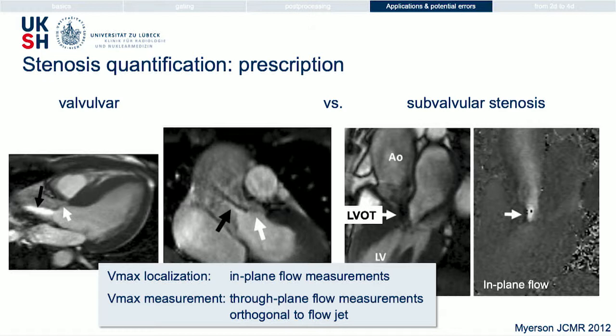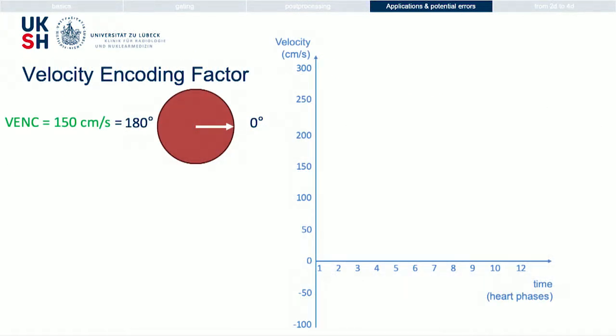Now you see these funny-looking black dots in the white area. If you look at it really, it should mean that the white flow goes up, and there are some points where the flow goes down. That's not possible. So that's another error you need to avoid. That's called aliasing. And it has something to do with the ominous velocity encoding factor.